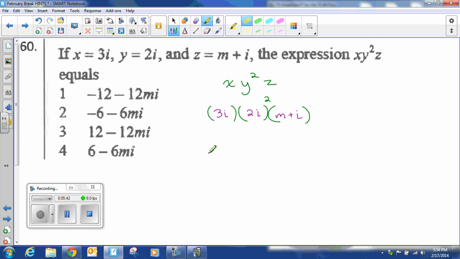And finally, number 60. They give us x equals 3i, y equals 2i, and z equals m plus I. We're going to substitute in for this expression, x, y squared, z. This means 3i times 2i squared times m plus I. Remember, when you take 2i to the second power, it's 2 squared times I squared. Don't forget to square the 2. Good luck.